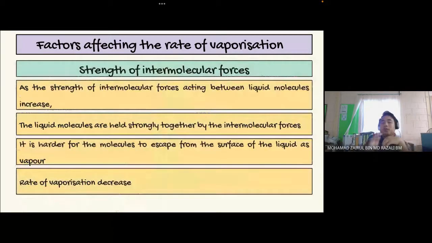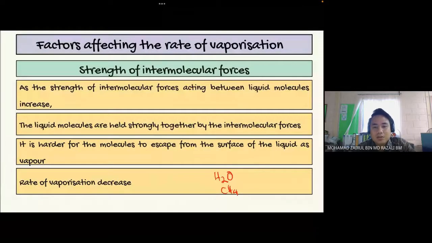Okay. So another is the strength of intermolecular forces. So the stronger the intermolecular force, maknanya lagi banyak energi yang awak perlukan untuk convert the liquid particle into gas ataupun into vapor particle. So maknanya the stronger the intermolecular forces, lagi rendah rate of vaporization. So contohnya antara water dengan methane, which one yang lagi senang vaporize? Water ke methane? Yang mana lagi senang vaporize? Water atau methane?